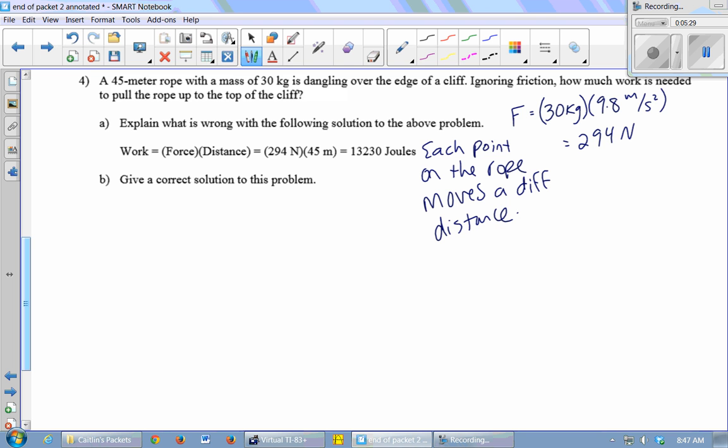Okay, so to get a true solution, I have to chop the rope up into little tiny teeny pieces, find the work performed on each little tiny teeny piece, add them all up, and then I will be performing what? When you chop something up into teeny tiny little pieces, add them all up, and take a limit, you get an integral.